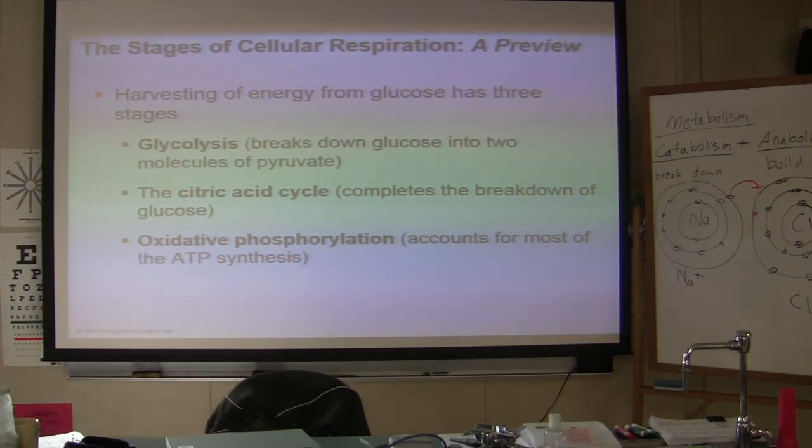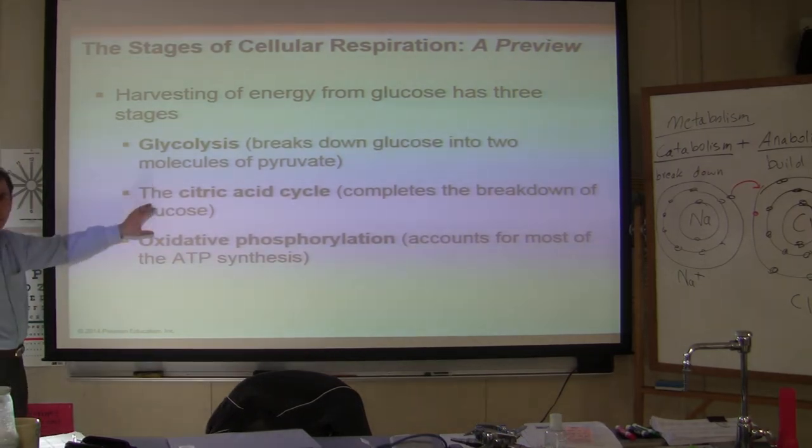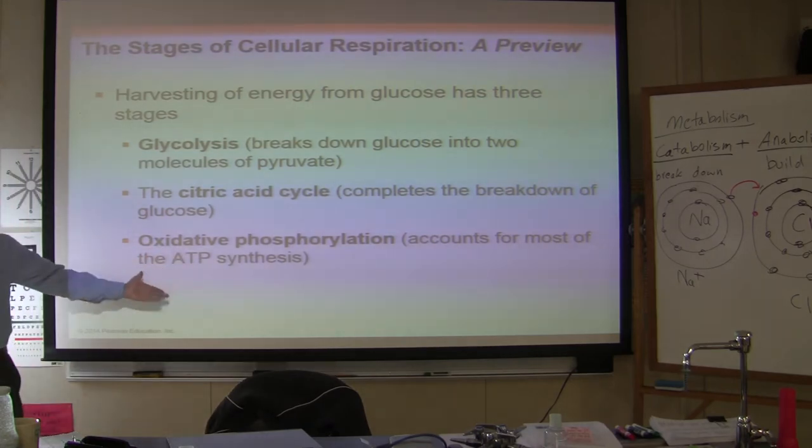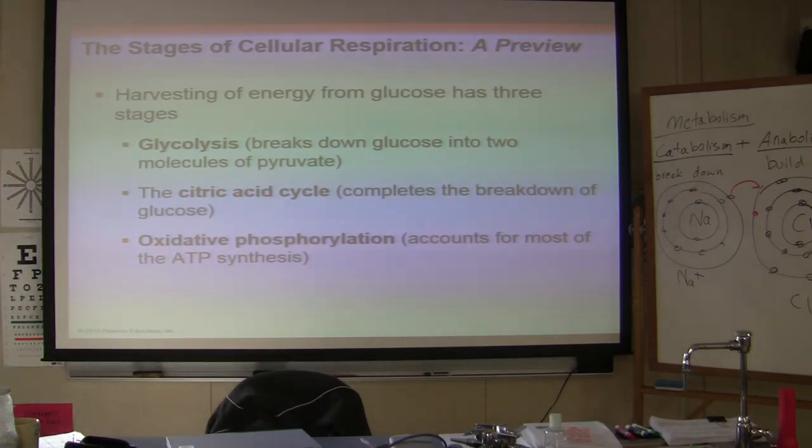Yes. Is the citric acid cycle the same as the Krebs cycle? Same. Okay. There are three names for it. Citric acid cycle, Krebs cycle, and there is another name for it. There's one more. It won't come up. I can't think of it right now. There are three names for the same thing. Okay. And then, of course, oxidative phosphorylation or electron transport chain, which you will see later on.